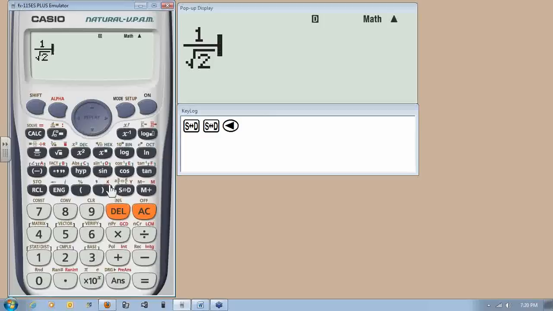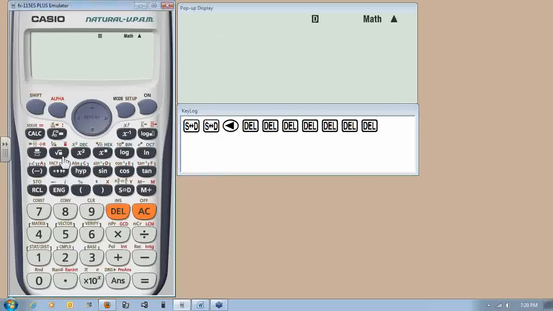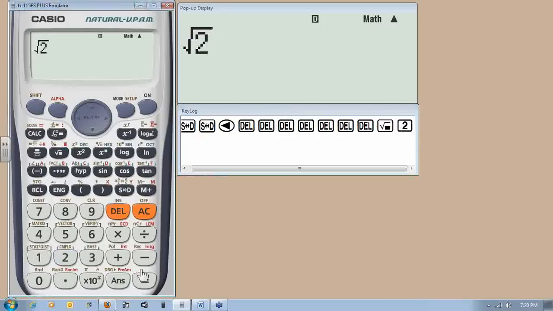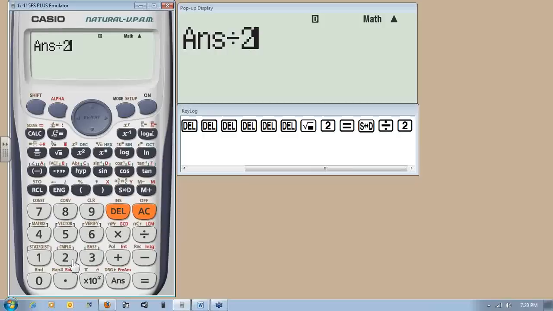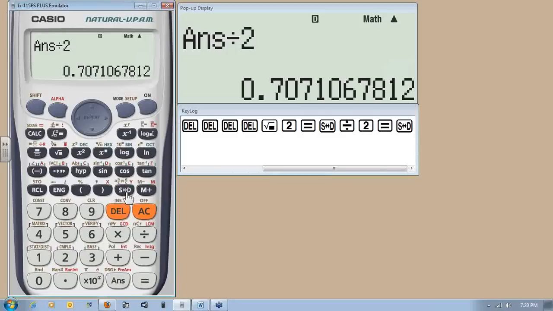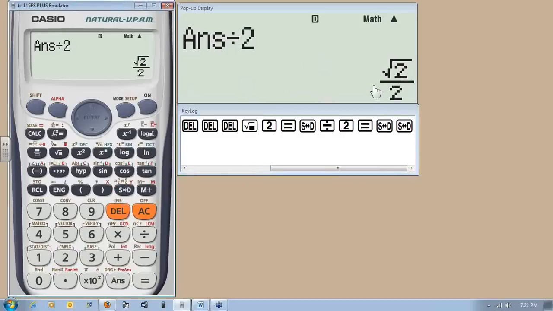To show them how easy that is, we just go back and say, you know what, let's just get rid of this and say, well, let's take the square root of 2. That decimal approximation, we can divide that by 2. Notice the answer. So I like the fact that it goes right back to an exact answer, which is what we want or what we expect from our students as they get into the upper grades.